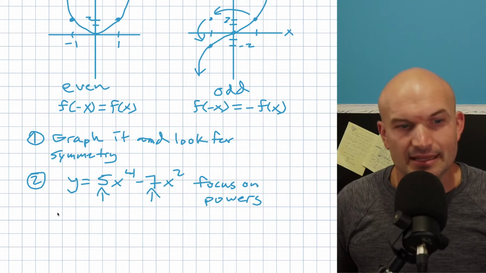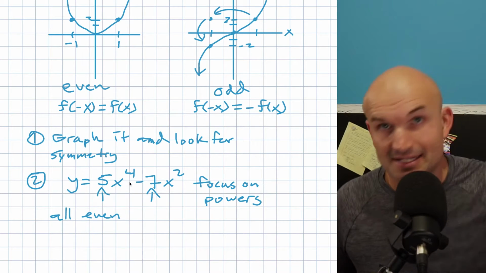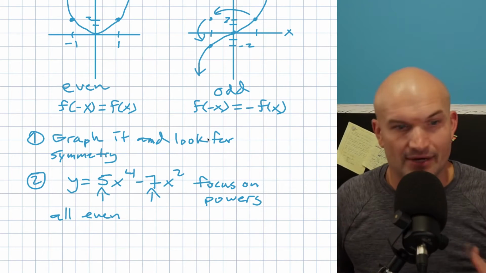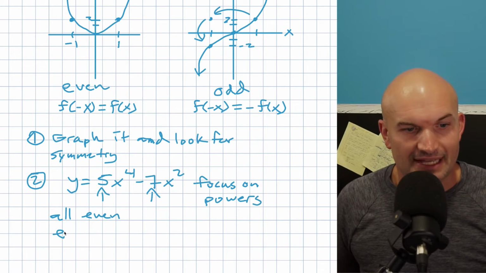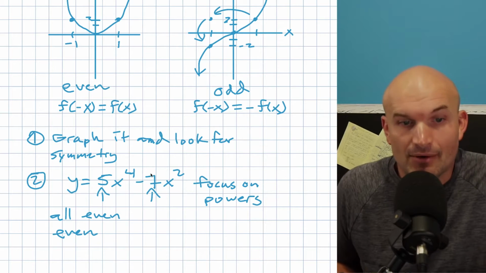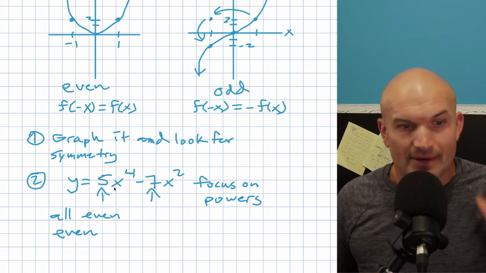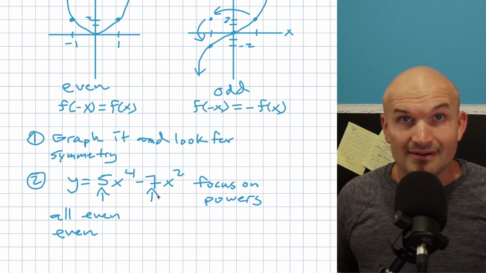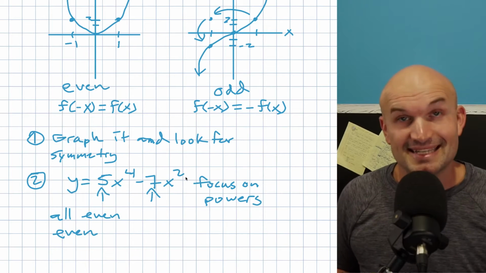And when you want to focus in on the powers, what I want you to do is check if they're all even. That means you have x to the 4th, x to the 8th, x squared, right? If they're all even, then you have an even function. Okay, so you can see in this polynomial, what do we have? We have all even powers. Do not worry about the coefficients. We have all even powers. So therefore, we're good to go, right? So therefore, that's an even function.